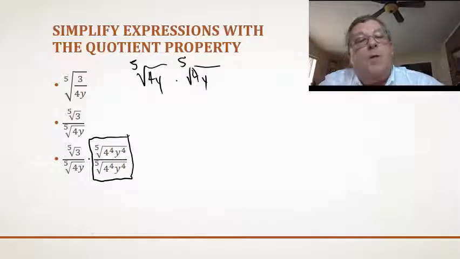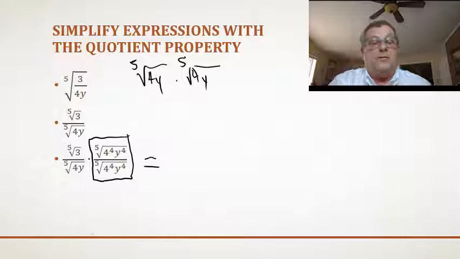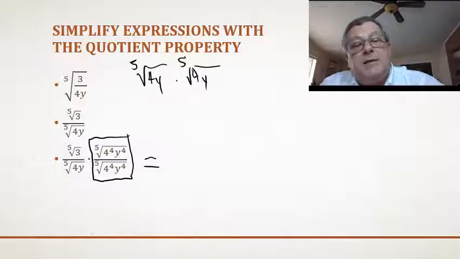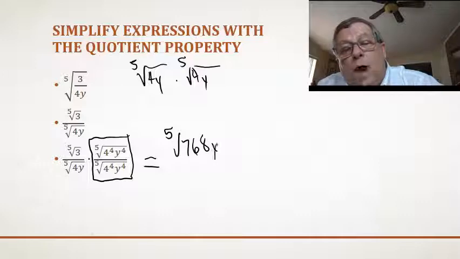All right, so let's perform our operation on this. Let's do the denominator first, and I'm going to have 3 times 4 to the fourth power. Let's see, what is 4 to the fourth power? Well, 4 to the fourth power is 256, and if I multiply 3, that's going to be 768. So now I've got the fifth root of 768 y to the fourth.